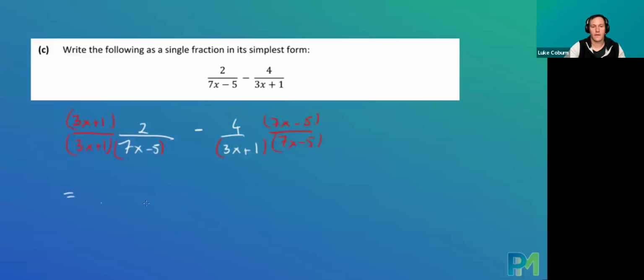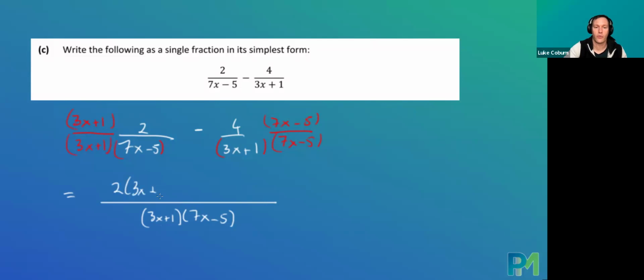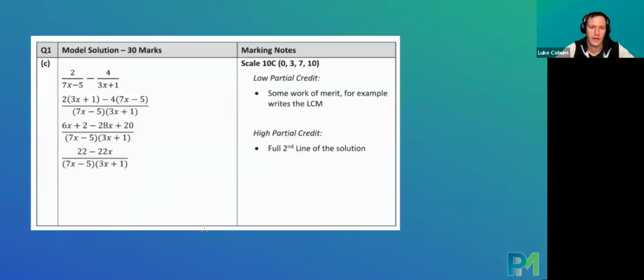So we have 3x plus 1, 7x minus 5, 2 times 3x plus 1, minus 4 times 7x minus 5. And we're just on time, so I'll just finish there. But we just multiply everything out. At this stage here, I'm at the high partial credit. Often when I'm doing questions, I just stop at the high partial credit because finishing this off is just a matter of multiplying everything out.